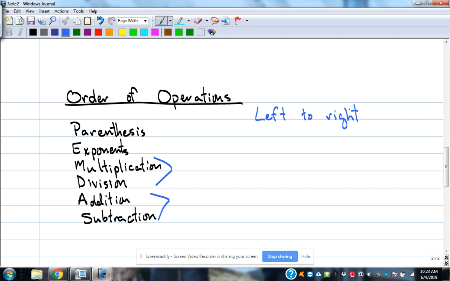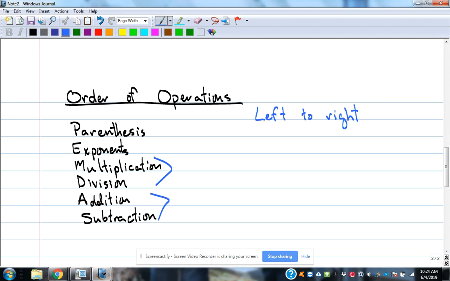So after you've done all the parentheses work or taken care of any exponents that are in the problem, then you're looking for multiplication and division, left to right. And then you go back and do addition and subtraction, left to right. So when you're working with these, keep in mind that multiplication, division, addition, and subtraction are the same rank.